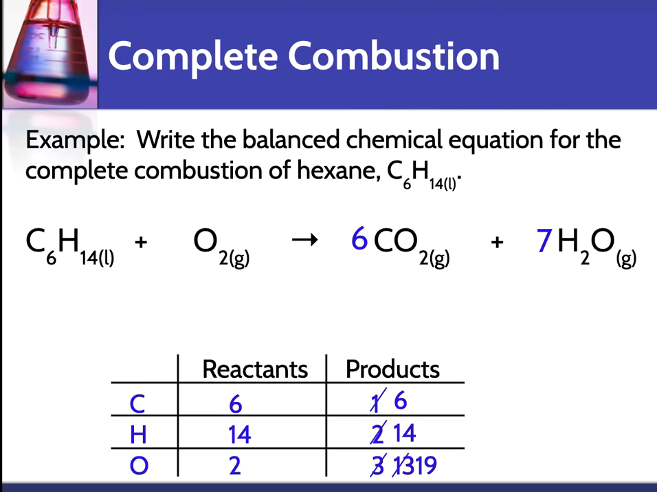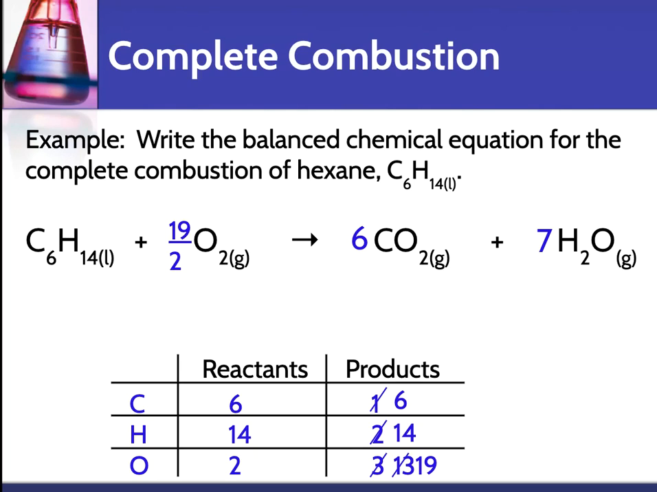When you're balancing combustion reactions, this is where you can use that method of using a fraction, right? We need 19 oxygen atoms, 19 being an odd number. So we're going to use a fraction. We're going to put in front of O2 19 over 2. So if we had 19 halves of O2, half of O2 is just a single O, so we have 19 O's.